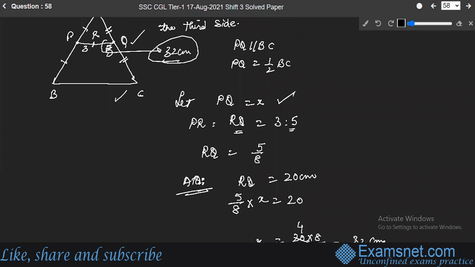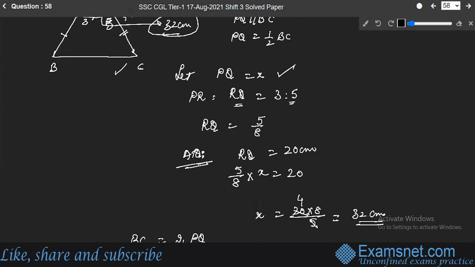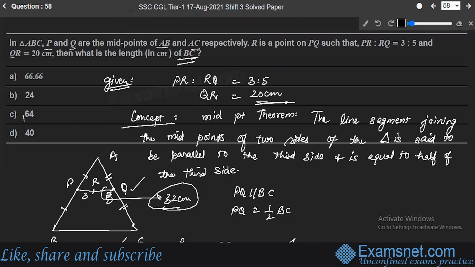What was BC? It was double of PQ. BC is equal to twice of PQ according to the midpoint theorem, right? So it is equal to 2 into 32, which is equal to 64 centimeters. And this is your answer. Let's check. Option C is the correct answer to the question. Hope you are clear. Then let's move to the next question, number 59.